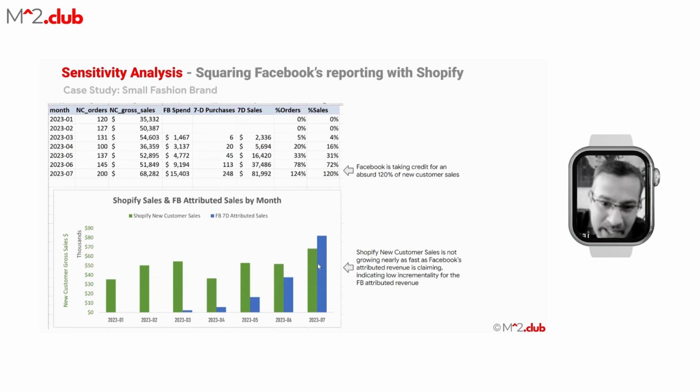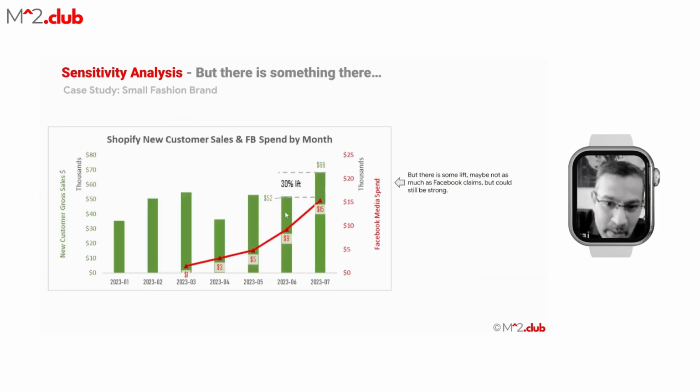Now, when we looked at it, we're like, wait a second, there is a little bump here, right? When we look at this, for example, there is kind of an unnatural bump here. So there is clearly some impact. Let's do some sensitivity analysis and get a coarse estimate of the contribution of Facebook to new customer sales, okay? And so we said, okay, let's go do that.